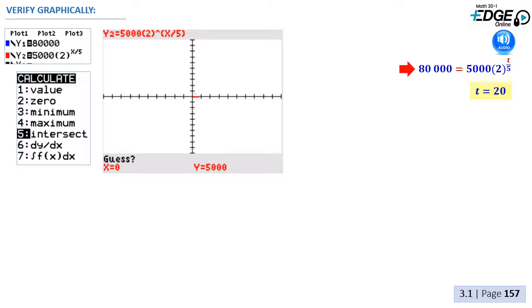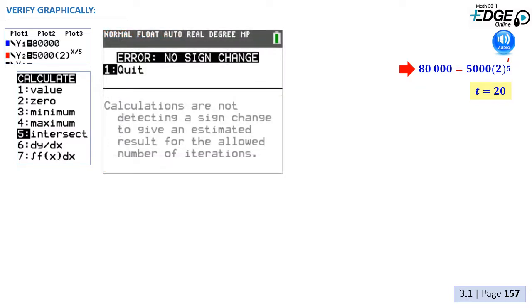We already know that the answer to this question is 20. But you'll note that by default our window settings only go from -10 to +10. So when we press second calc intersect, we should get an error message. Here it says no sign change. That means it can't find the answer. And that's because these two functions have not intersected within the given domain.